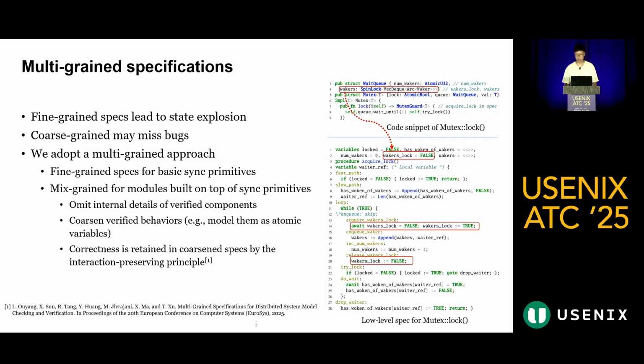For basic primitives like spin-locks, we write fine-grained specs. For modules built on top, we reuse verified behavior of these basic primitives and abstract the internal logic as atomic actions while preserving key interactions. This follows an interaction-preserving principle to retain correctness, which avoids redundant modeling and improves checking scalability. As shown in the figure, the mutex lock internals use a spin lock. In this spec, we model it as a single atomic variable, that is, with a lock, which captures the synchronization effects.